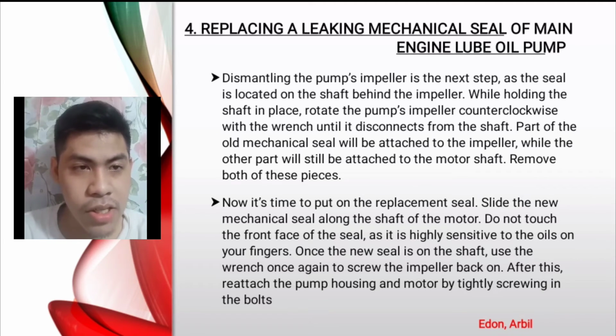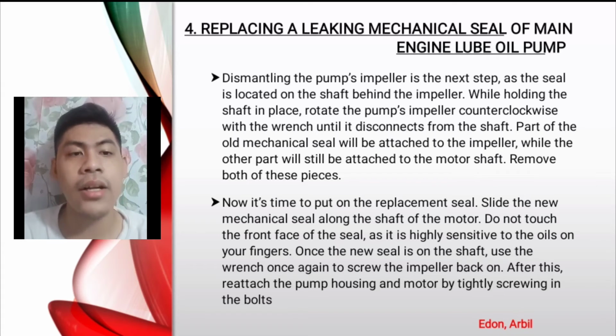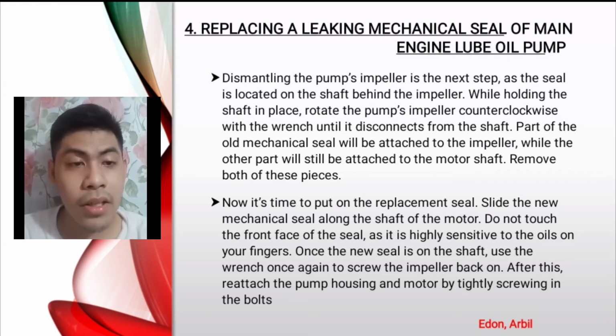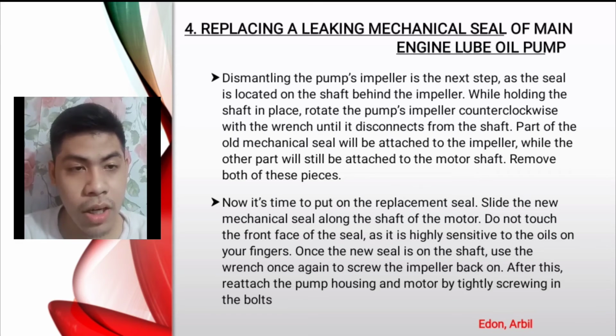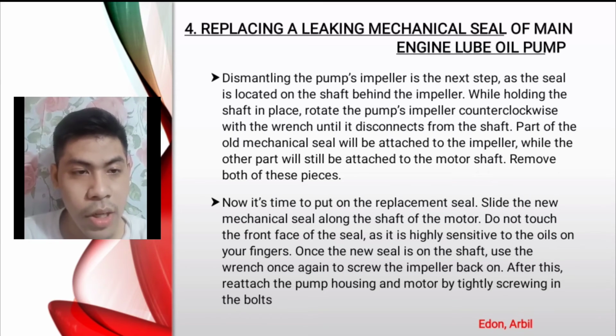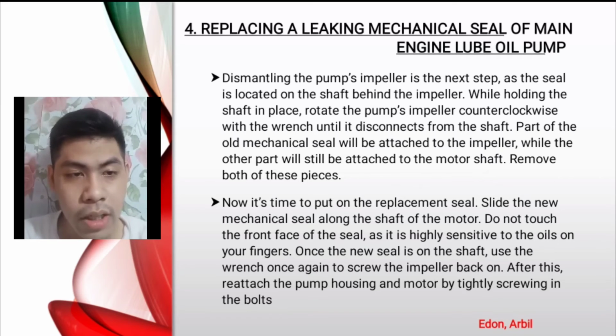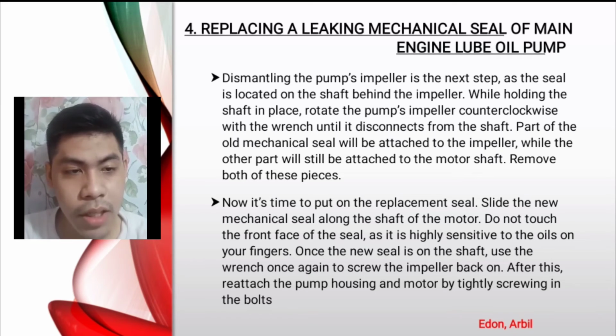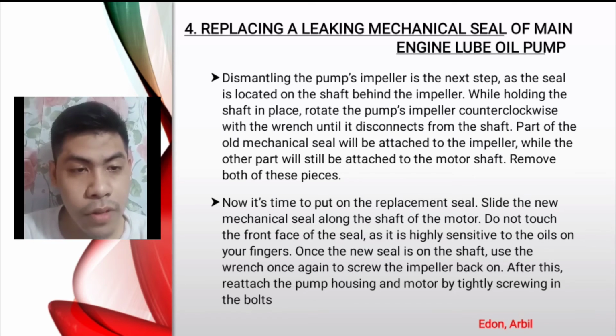Removing the impeller is the next step, as the seal is located on the shaft behind the impeller. While holding the shaft in place, rotate the pump's impeller counterclockwise until it disconnects from the shaft. Part of the old mechanical seal will be attached to the impeller, while the other part will still be attached to the motor shaft. Remove both of these pieces, and now it's time to put on the replacement seal.